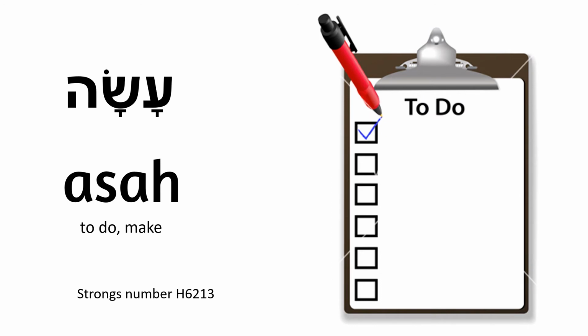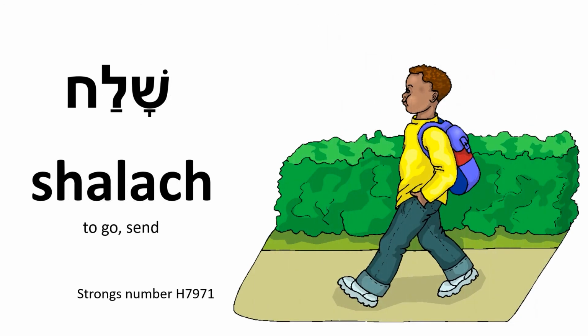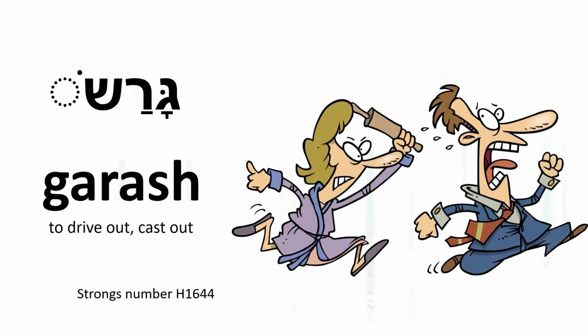The next root is Asah, to do or make. Shalach, to go or send. Garash. This is kind of a funny picture, but it is the only one that I found that really had the idea of to drive out. And that's what it means, to drive out or cast out. Garash.